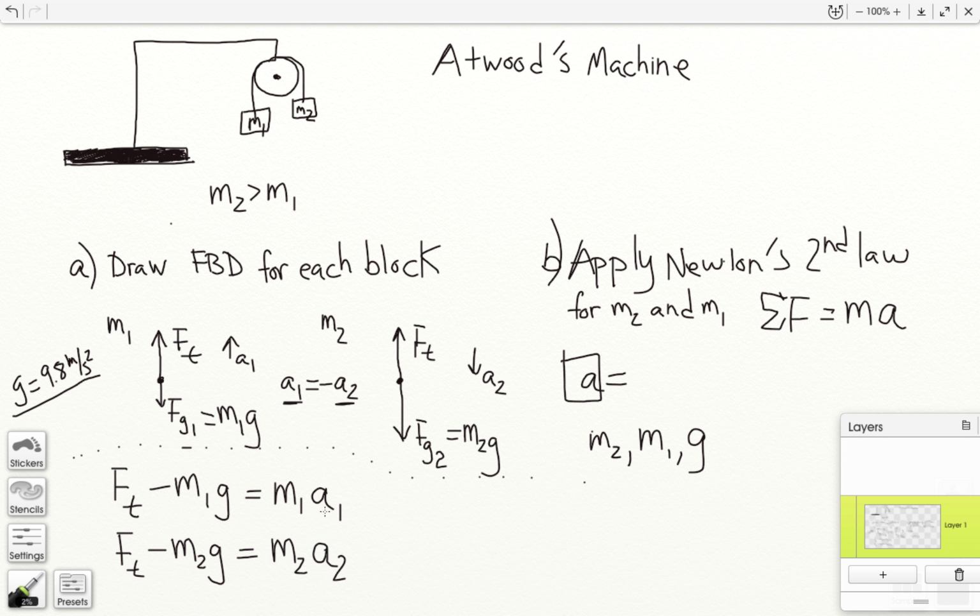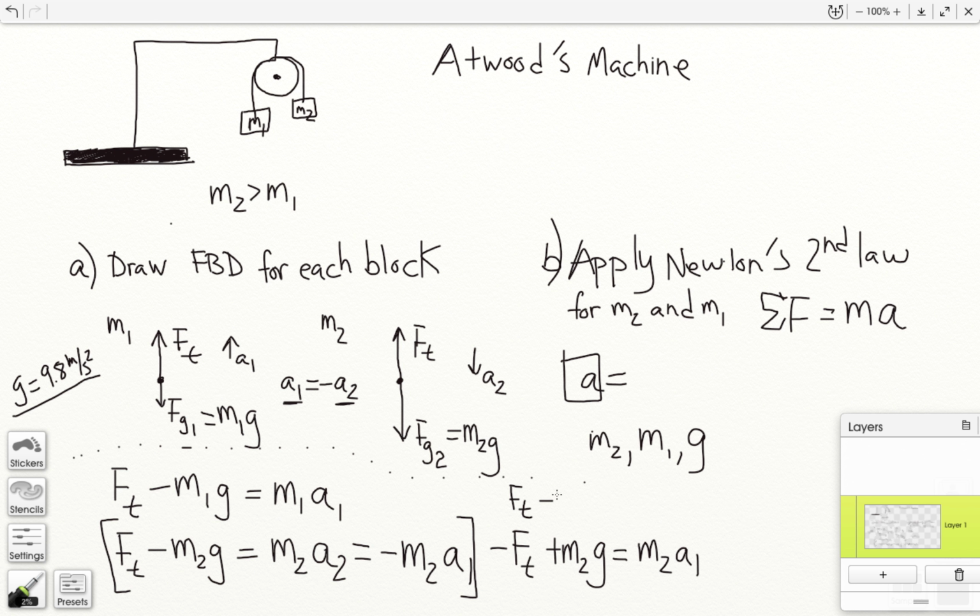So now we basically have a system of two equations with two unknowns, and we want to solve for a using just these three variables. So we want to get rid of the tension force. I'm going to substitute a1 here, so this is equal to negative M2 a1. Then I'm going to multiply this whole equation by negative 1, so we'll have negative Ft plus M2g is equal to M2 a1. The reason I did that is that I'm going to add it to the first equation, Ft minus M1g equal to M1 a1.